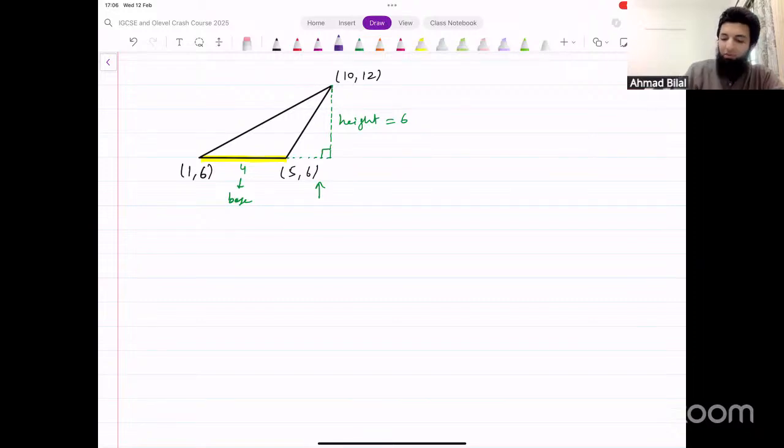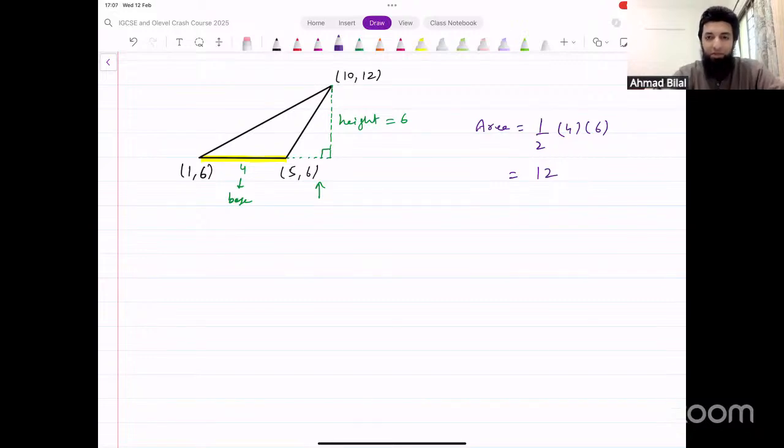So now we can find the area of the triangle, half into base into height. Let's see what that turns out to be. Area is half into base. Base is 4 times the height, which is 6. 24 over 2, that gives you 12. That's the area of this triangle.